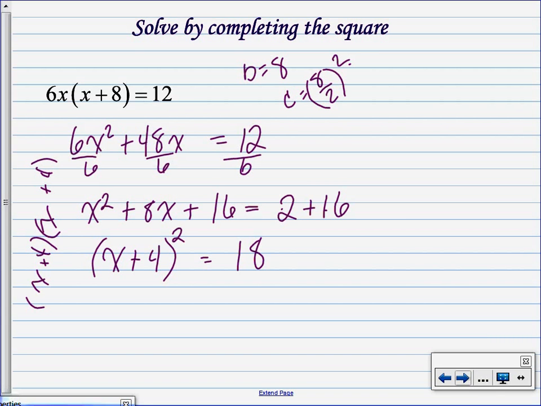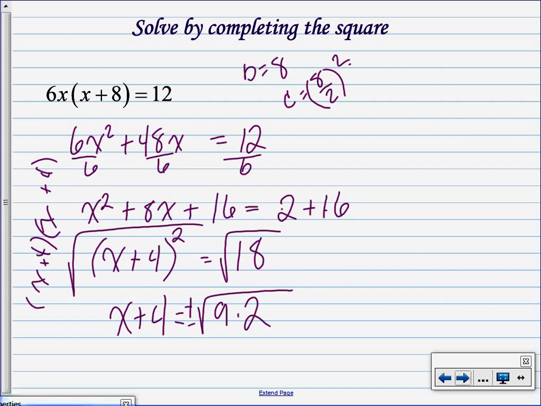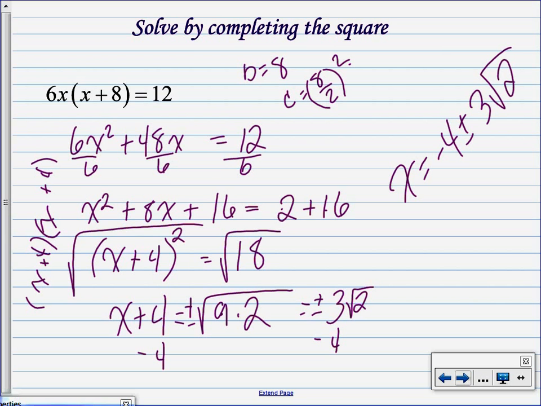Okay. What are we going to do now? Square roots. So I get x plus 4 equals plus or minus the square root of 9 times 2, right? Is that 18, 9 times 2? Which would be plus or minus 3 square root of 2. Now what do I do? Minus the 4, good. Square root of 9 is 3. So x is going to equal negative 4 plus or minus 3 square root of 2.